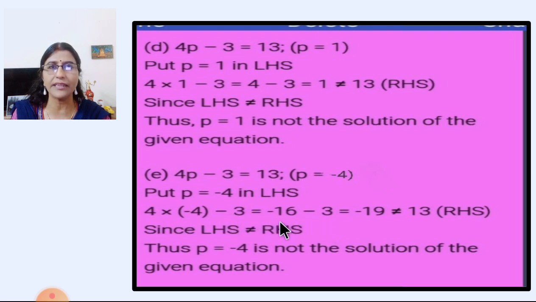You can see both are negative. When both are negative, we are going to add them. So we will add 16 and 3, which is 19. And then both are negative, so in the answer also we will give negative 19. Now we are going to compare this value with the RHS of the equation. Here minus 19 and 13. Are they equal? No, they are not equal. Since LHS is not equal to RHS, thus p equal to minus 4 is not the solution of the given equation.